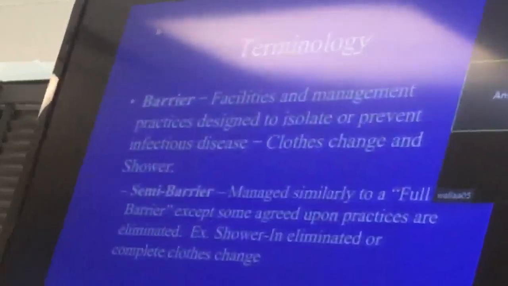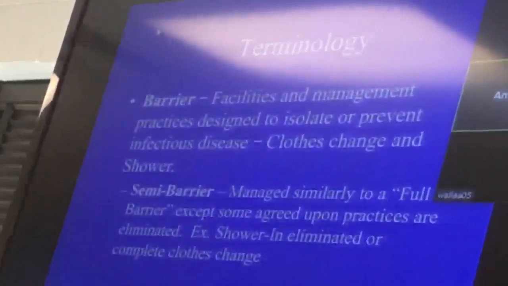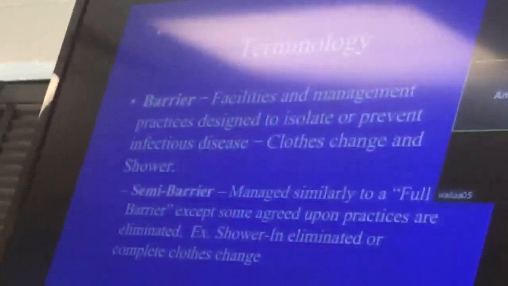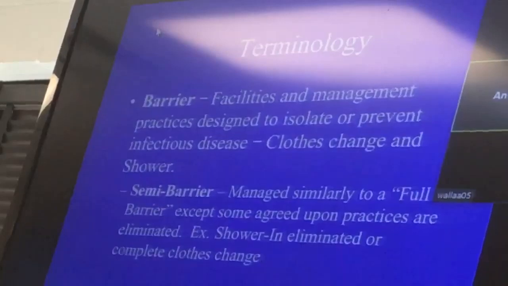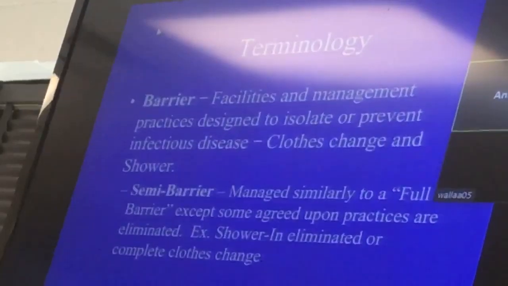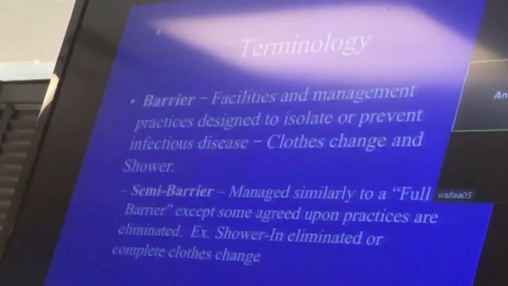From a practical perspective, most research environments cannot function as full barriers. When you hear the concept full barriers, it typically applies to a breeding facility that's run commercially, like a Charles River or a Jackson Labs. But because of the number of people that go into a traditional research environment, you have researchers, you have technicians, you have folks who are delivering supplies. It's really not practical to have a full barrier environment in most research settings.